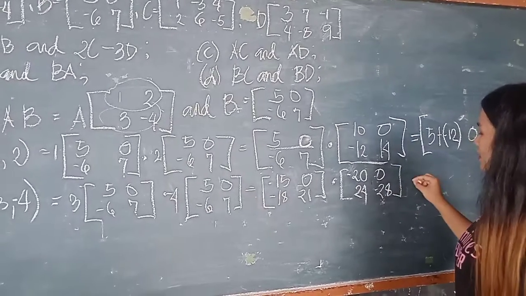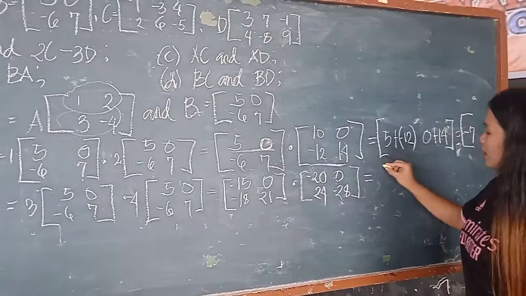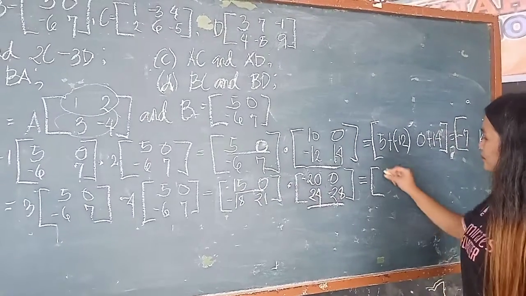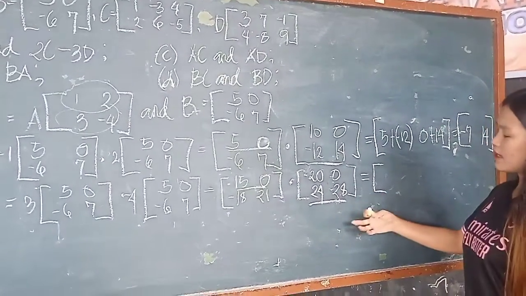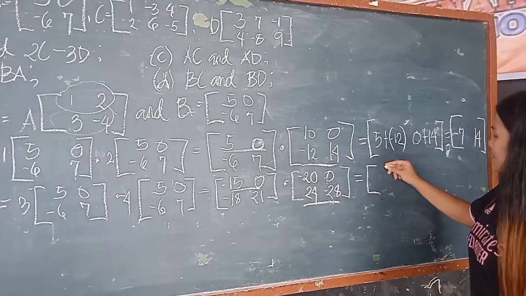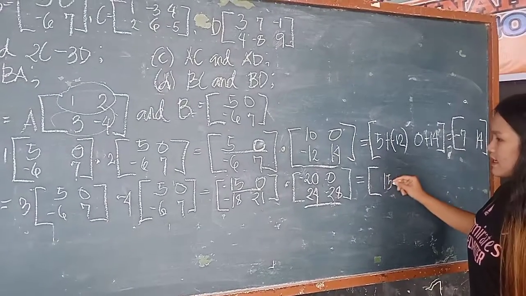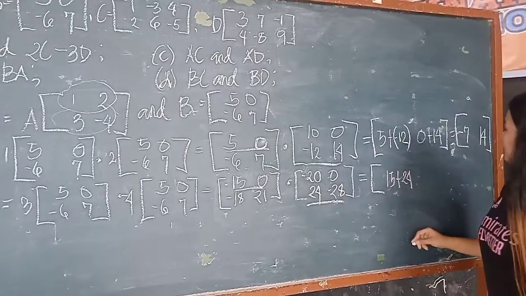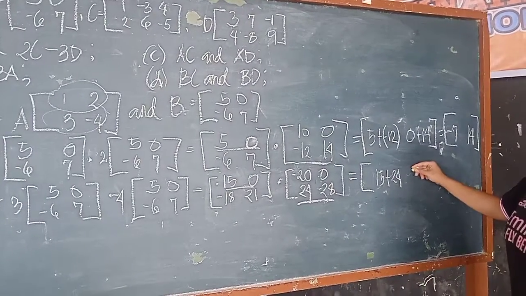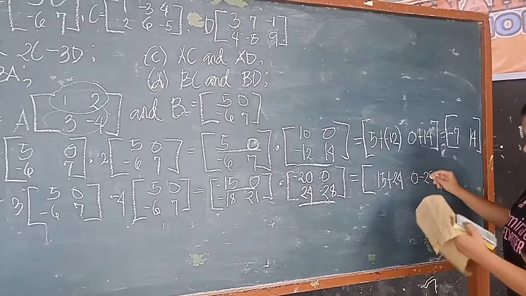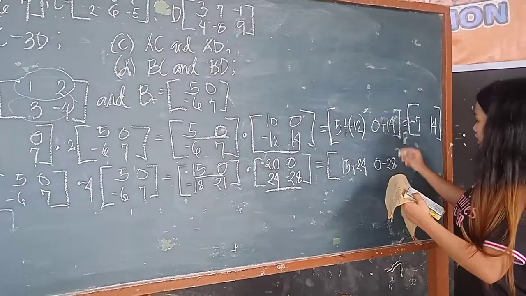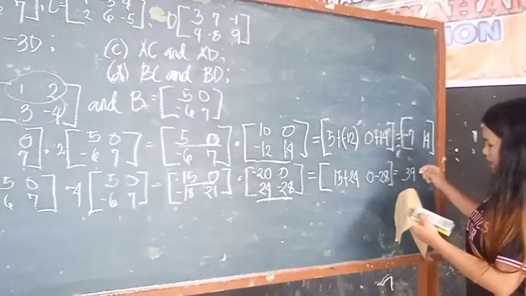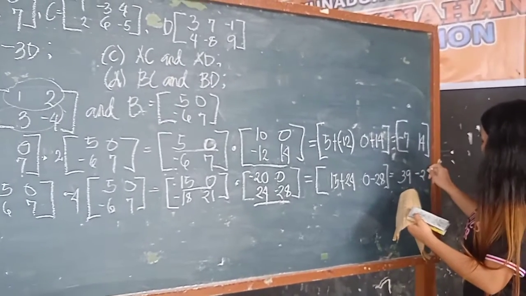And we will now add the values of the first column and second column. Row, yeah, row. 15 plus 24, then plus 0 minus 28. It becomes 39 and 28.